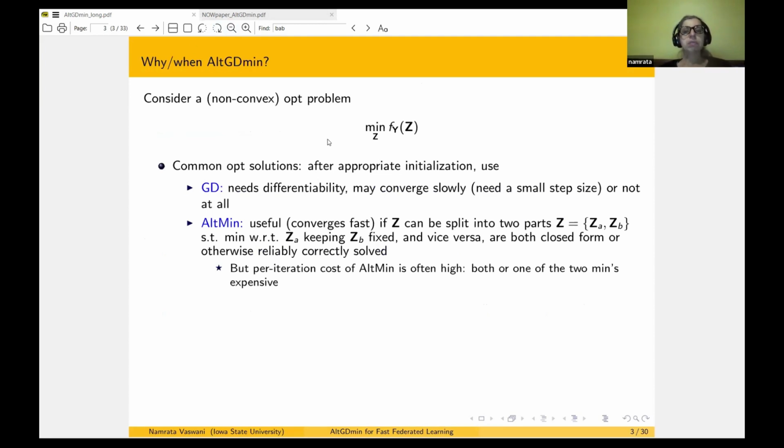Okay, so what is AltGDmin? Consider a general optimization problem. Z is my unknown variables. Y is what I'm using to refer to the data which I have. Gradient descent as of today is the most common optimization solution because it's fast. But it needs at least almost everywhere differentiability. You cannot use it for discrete problems. And more importantly, even where problems are nice and continuous valued, it may converge slowly, need a small step size, or may not even converge at all.